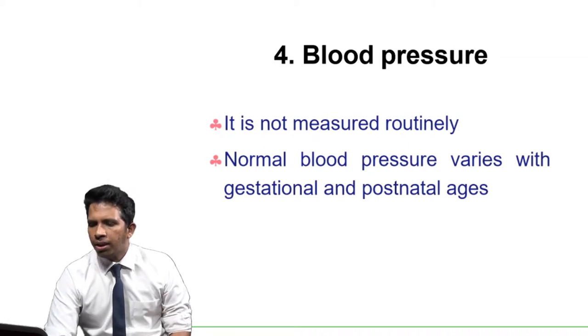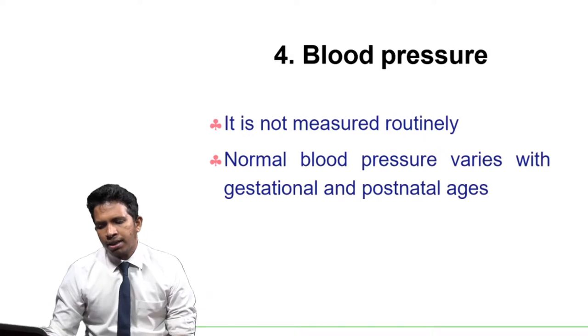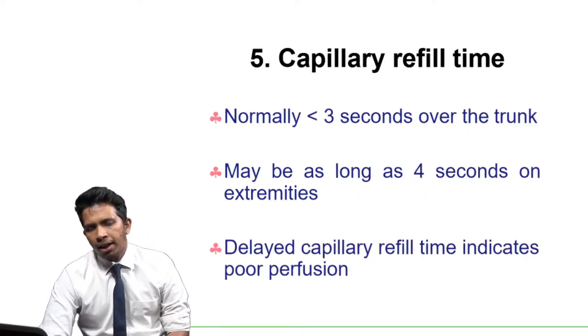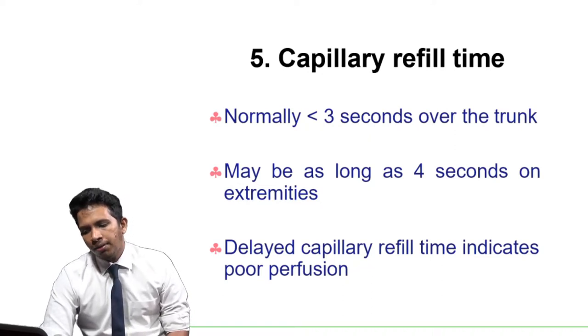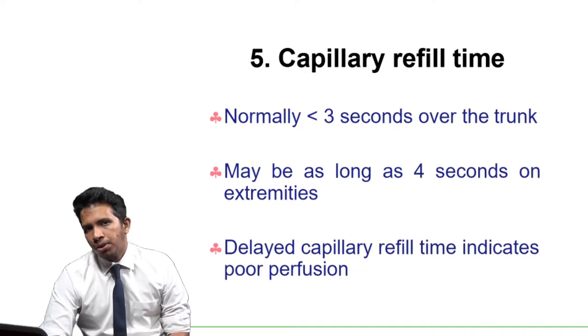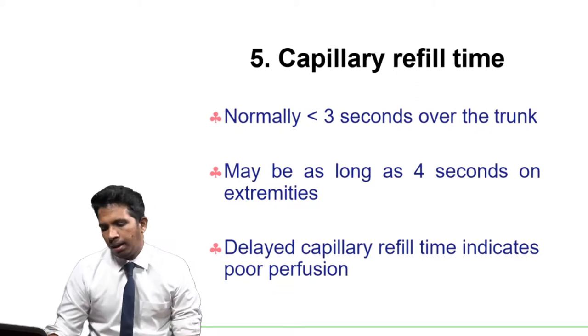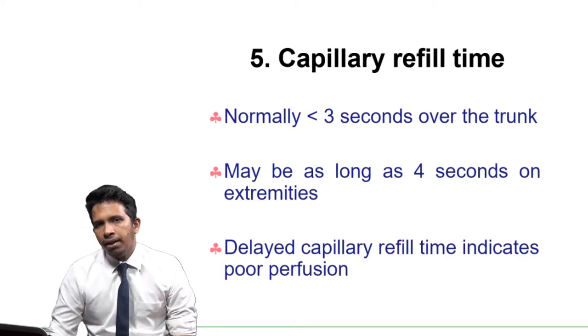Blood pressure is not measured routinely, and the normal blood pressure will always vary with gestational and postnatal ages. Capillary refilling time, normally, should be less than 3 seconds over the trunk, maybe as long as 4 seconds on extremities. Delayed capillary refilling time indicates poor perfusion. When the child has poor perfusion to the peripheries, their capillary refilling time might be increased.